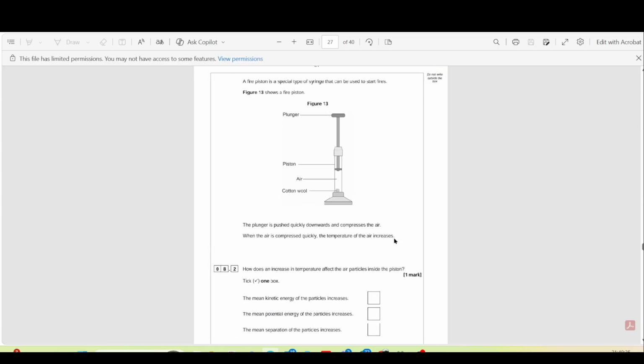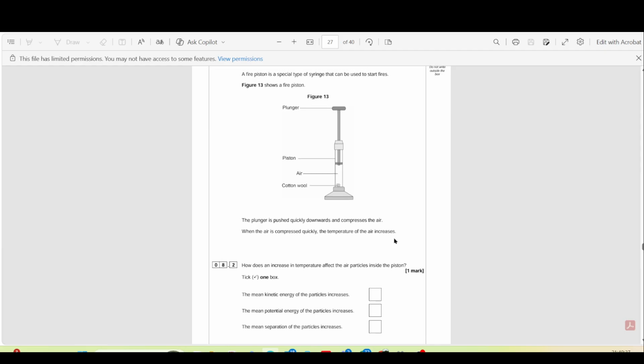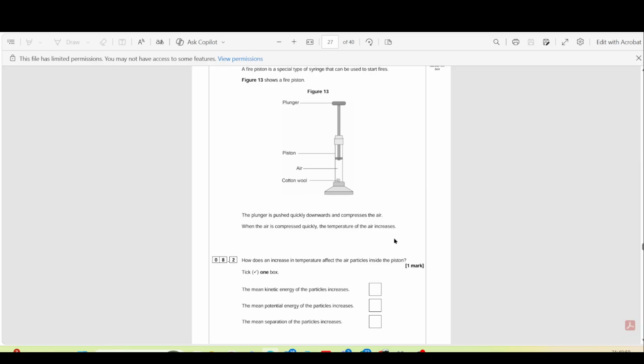A fire piston is a special type of syringe that can be used to start fires. The plunger is pushed quickly downwards and compresses the air. When the air is compressed quickly, the temperature of the air increases. How does an increase in temperature affect the air particles inside the piston? The mean kinetic energy of the particles increases.